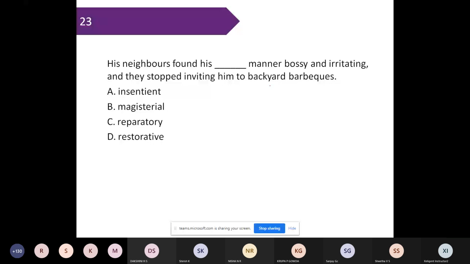That is magisterial. And reparatory. Reparatory is tending to repair. So the name itself has repair in it. So tending to repair, that is reparatory. And restorative is more or less similar to reparatory, that is the ability to restore. Okay, so the correct answer is option B, magisterial.